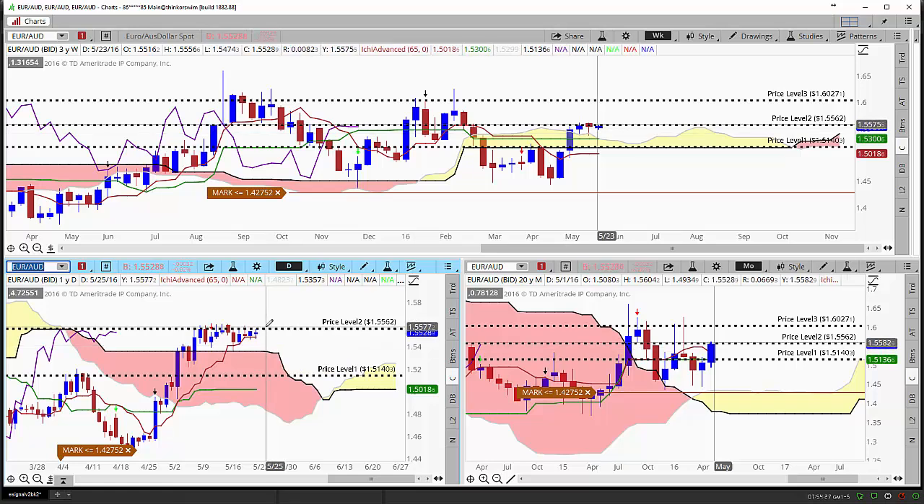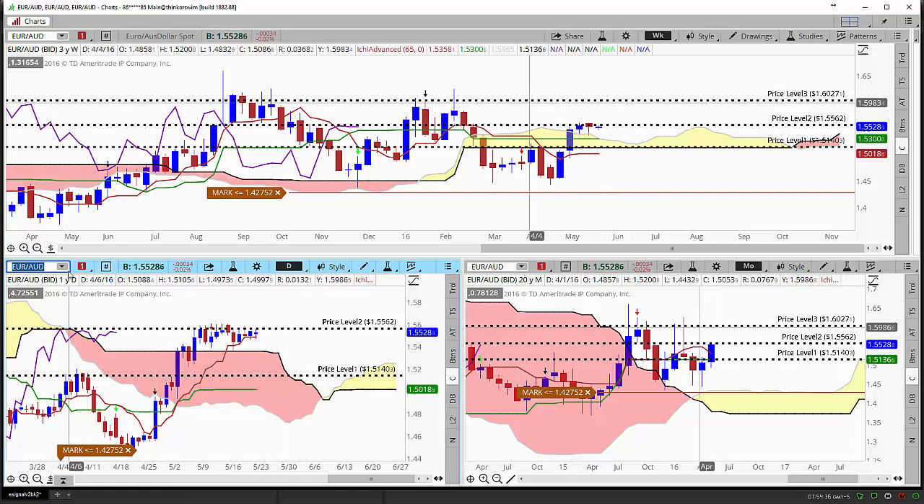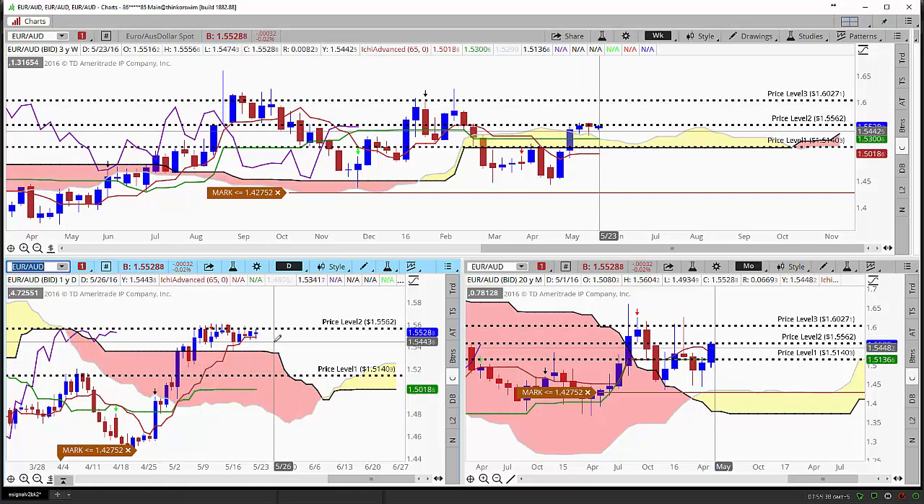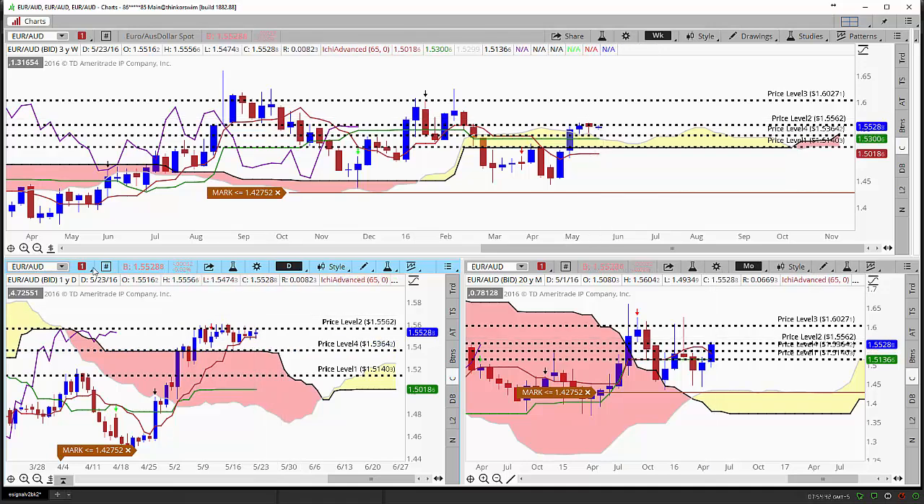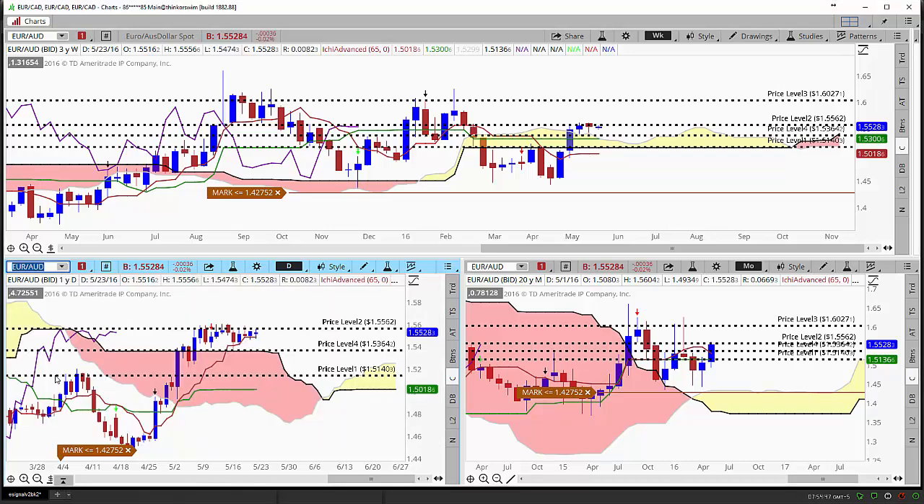If it breaks, then this thing will go higher to 1.6027. If that resistance holds, then we're going to have a high probability to come back down here, but the probabilities are still towards the bullish side until some supports get broken. There's a minor support here at 53.64, so this will remain bullish as long as we maintain that support right there.